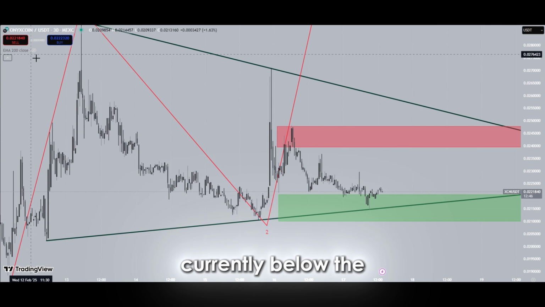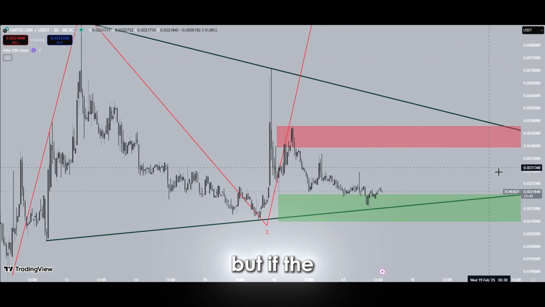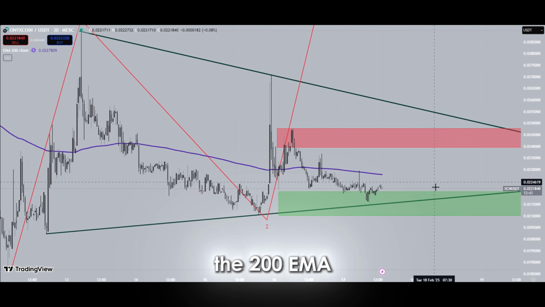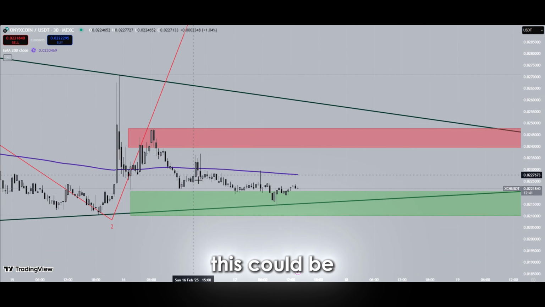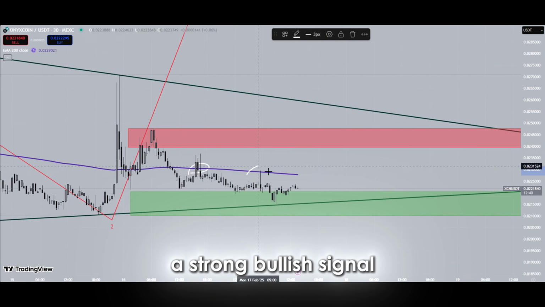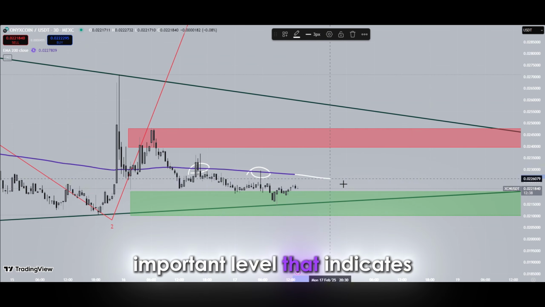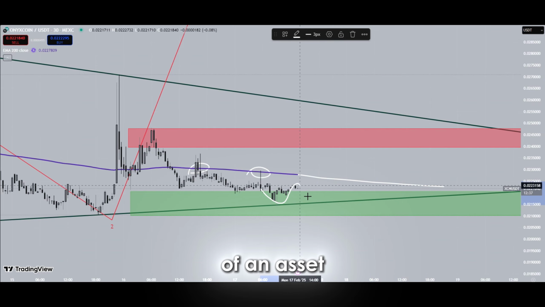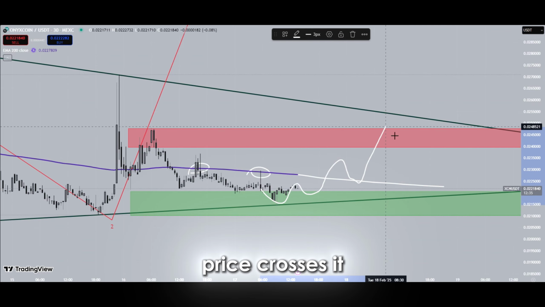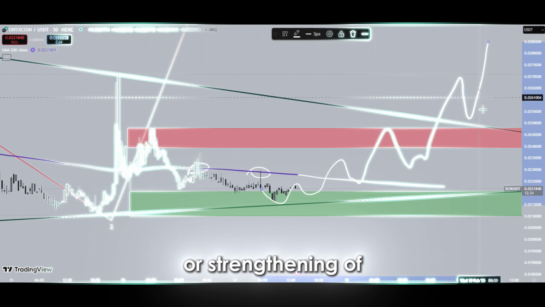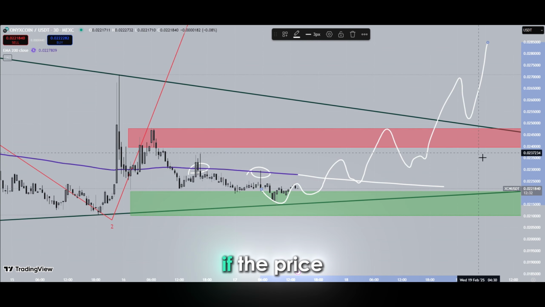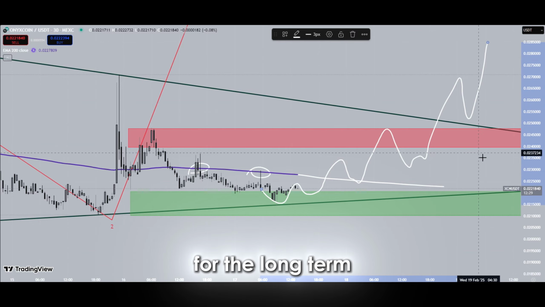The price is currently below the 200 EMA, but if the price breaks above the 200 EMA and stays there, this could be a strong, bullish signal. The 200 EMA is an important level that indicates the overall trend of an asset, and when the price crosses it, it usually indicates the start or strengthening of an uptrend. If the price settles above the 200 EMA, this would be a bullish signal for the long term.